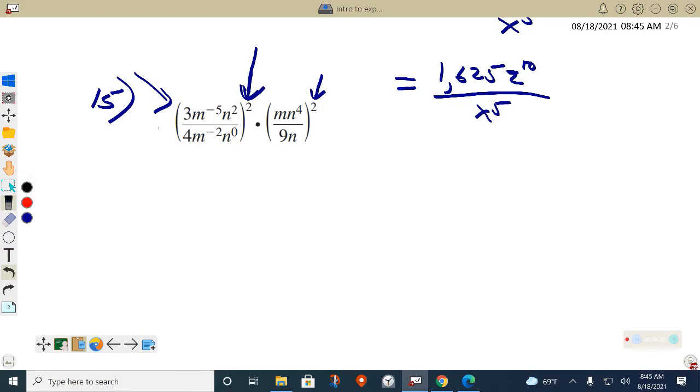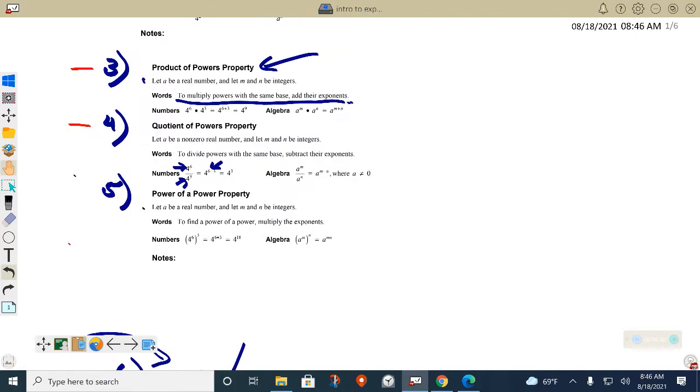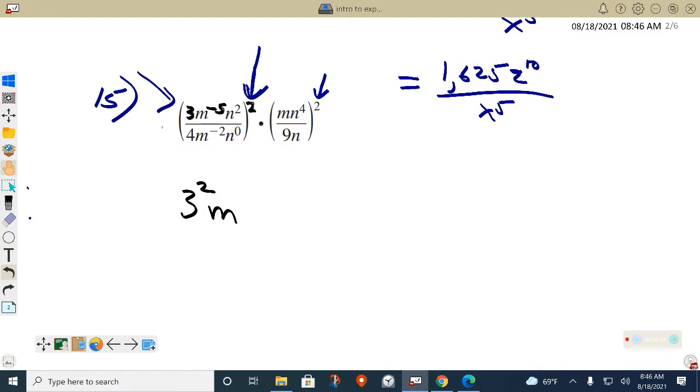Here we go. 3 is to the 2nd power. Look at this now. M to the negative 5 to the 2nd. That's power of a power. That's the 5th rule. If you take a power to a power, you multiply those exponents. Stop me if I'm going too fast. So negative 5 times 2 is negative 10.